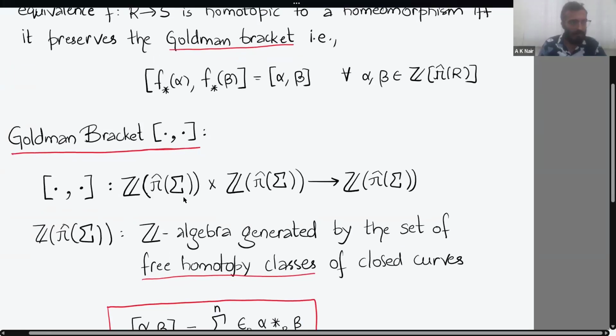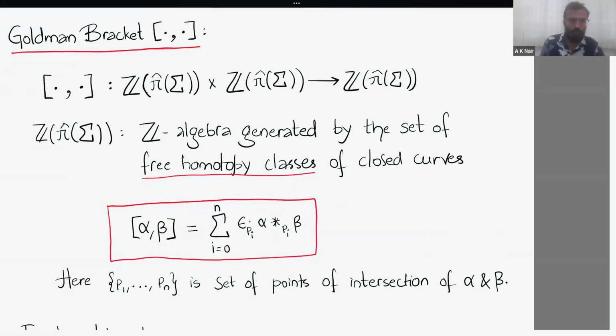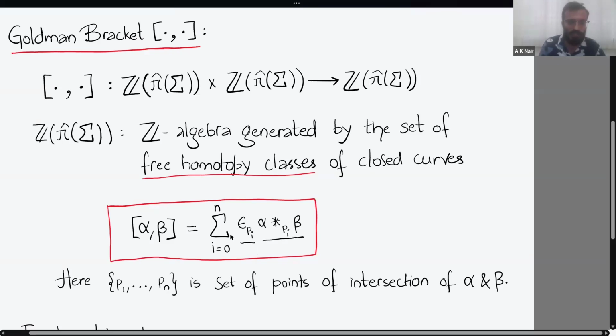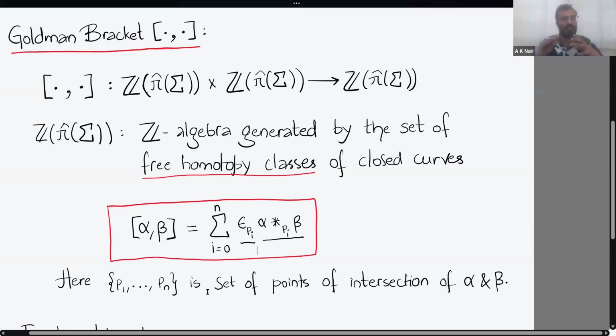It is a bilinear map from the Z-algebra generated by free homotopy classes of closed curves to itself. There are many things here. First of all, what is a free homotopy class of closed curves, and then we'll also look at what this summation exactly means. There are many terms which are not clear, so I'll define them one by one. The summation is over the set of intersection points of alpha and beta. Think of alpha and beta as two curves; they intersect at finitely many points, and your summation is over these points. Assume the intersections are transversal and everything is in general position. You can always assume that.